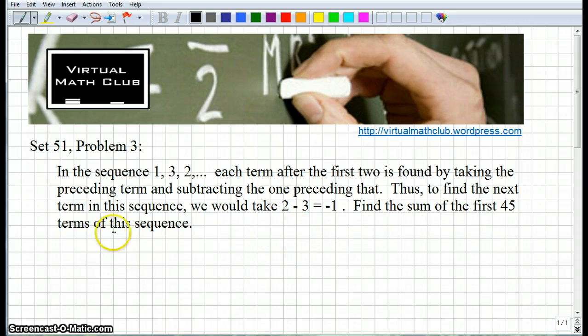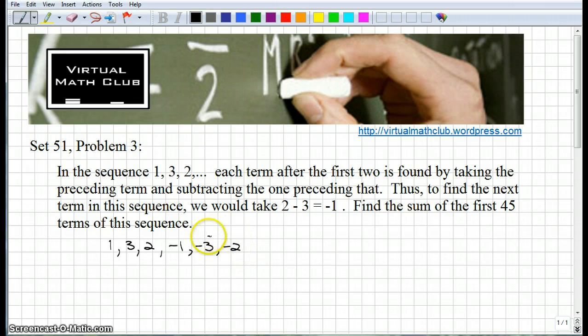Well, let's see if we can find a pattern here. That's what I'm hoping for. So let's take a look at this sequence. We have 1, 3, 2, and then we have 2 minus 3, which is negative 1. Negative 1 minus 2, which is negative 3. And then we have negative 3 minus negative 1, which is negative 2.